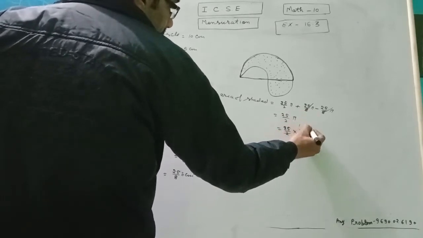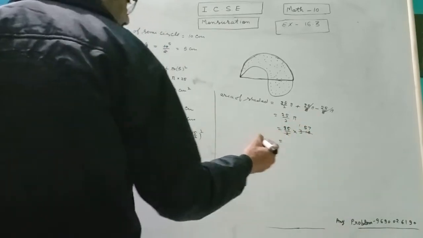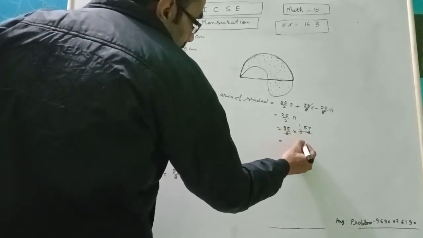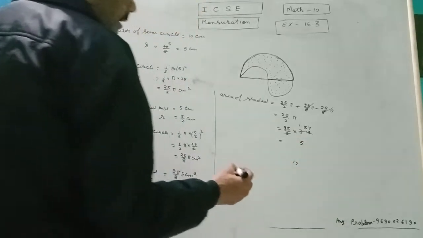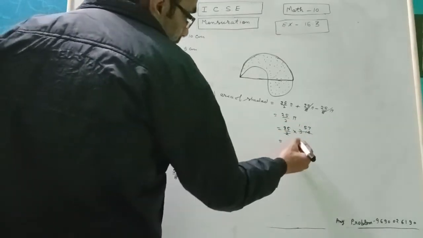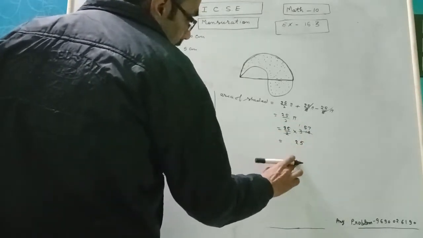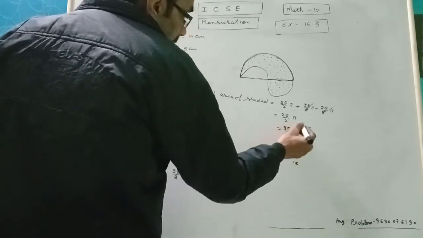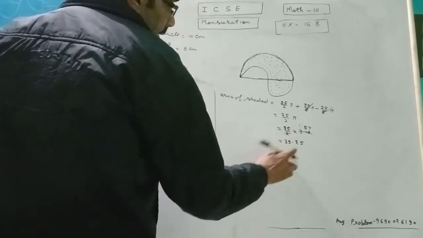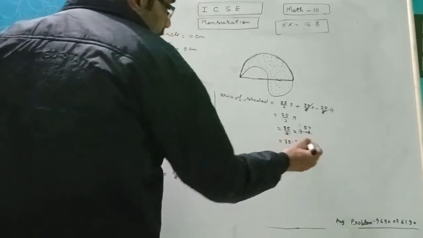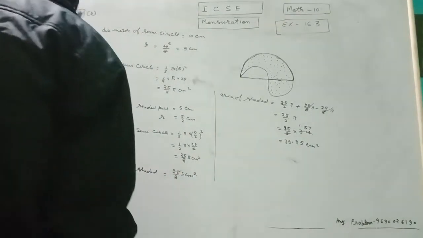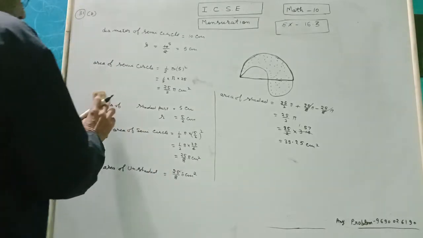After multiply, 25 times 7 is 175, 7 is carry, 25 times 5 is 125, plus 2 is 14 is carry, 25 or 39. Cm square will be the area of the shaded part. Question number 31 B part is complete.